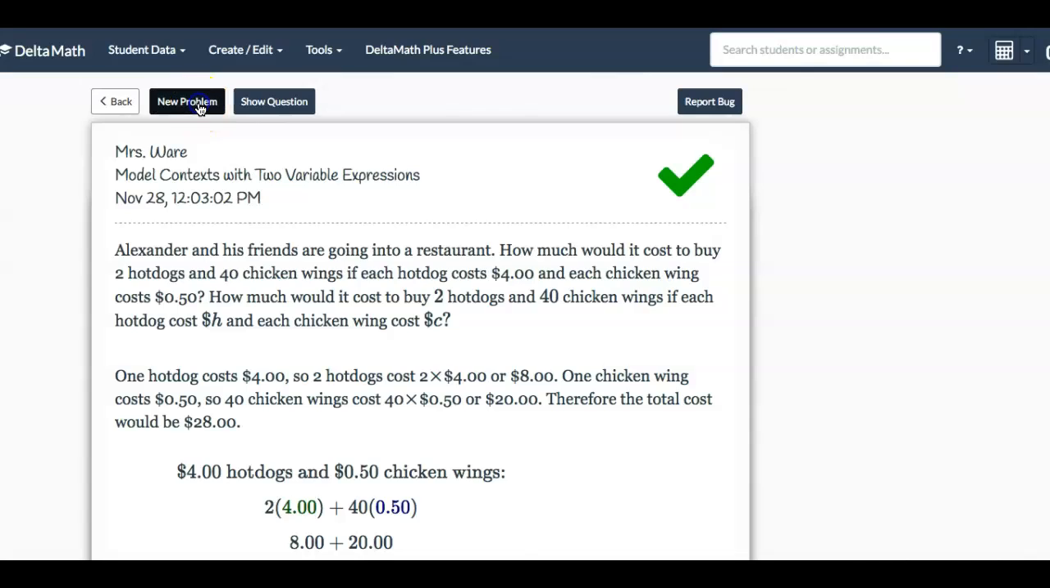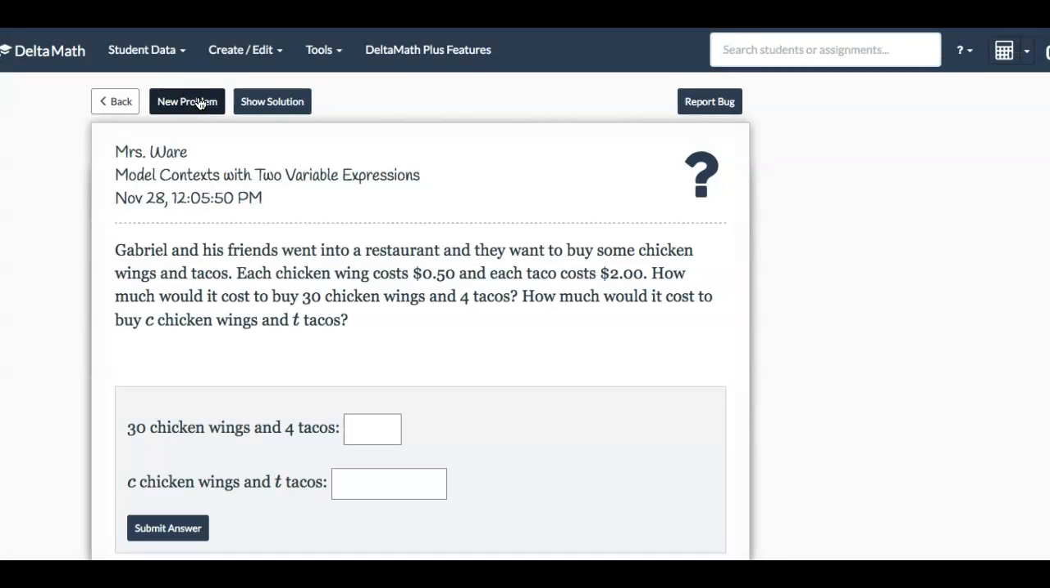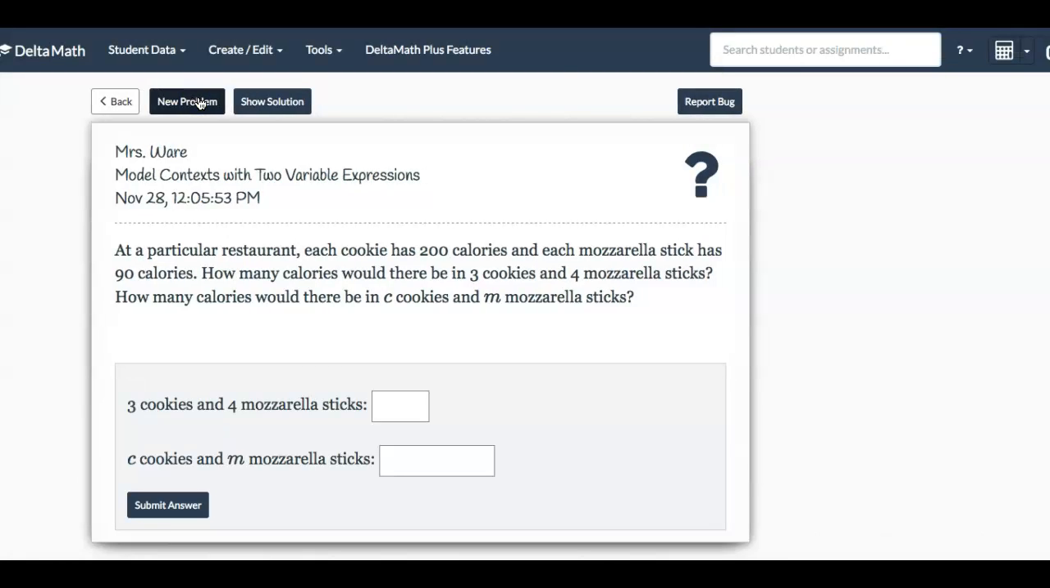Let's do another problem. Let's do something different because that's still wings. Okay, so I'm dealing with cookies and mozzarella sticks. So I'm erasing my whiteboard and I'm putting cookies and mozzarella sticks. Underneath cookies, I'm putting 3, and under mozzarella sticks, I'm putting 4. And each cookie has 200 calories, so I'm putting 200 underneath the cookies. And the mozzarella stick has 90 calories, so I'm putting 90 there.